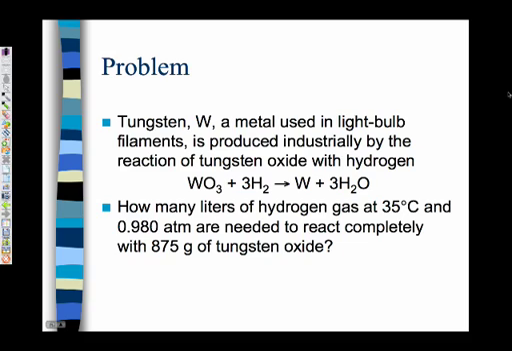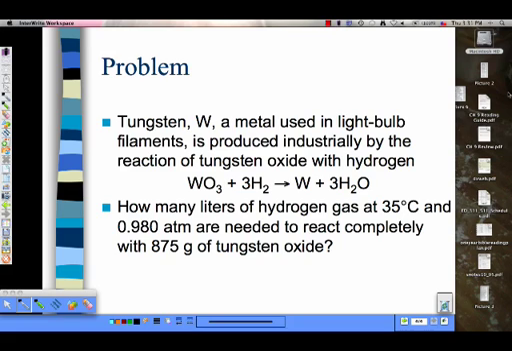Okay, last problem. Tungsten, a metal used in light bulb filaments, is produced industrially by the reaction of tungsten oxide with hydrogen. How many liters of hydrogen gas at 35 degrees Celsius and 0.980 atm are needed to react completely with 875 grams of tungsten oxide? So what do we need to do first? Well, we're looking for liters of hydrogen, and we know a temperature, we know a pressure. Let's write this down.